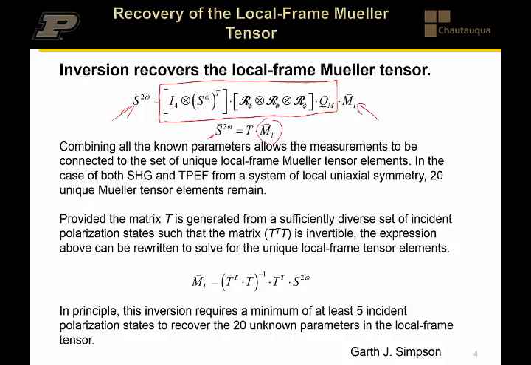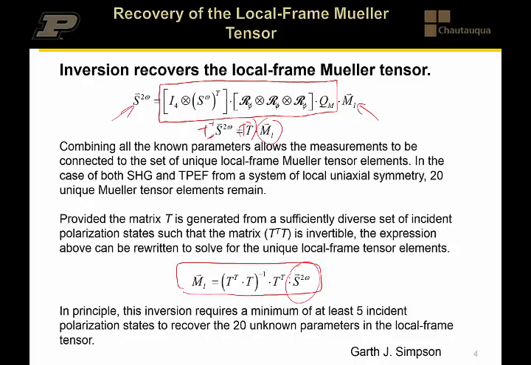And how do we get that? Well, this is a standard trick. If we want to isolate m sub l, we left multiply both sides by T transpose, and then left multiply again by the inverse of that term in brackets. That isolates m sub l, the local frame Mueller tensor, and allows us to solve for it in terms of the set of Stokes measurements. So this is a very general approach.